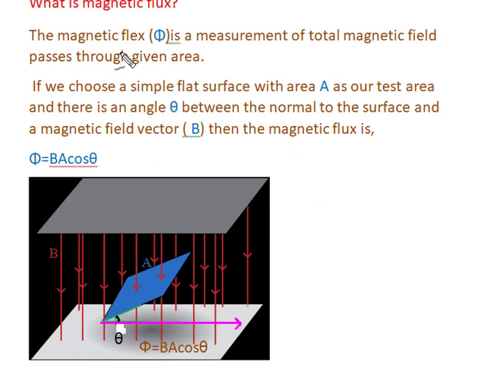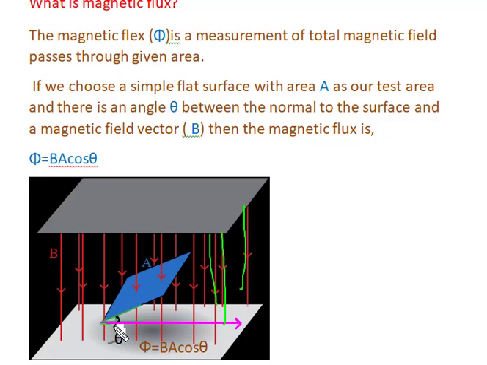So what is magnetic flux? Magnetic flux is indicated by the symbol phi. It is a measurement of the total magnetic field passing through a given area. Here are the magnetic field lines of force from a magnet. We are placing a simple flat metal surface, inclined to some angle, in the magnetic lines of force.